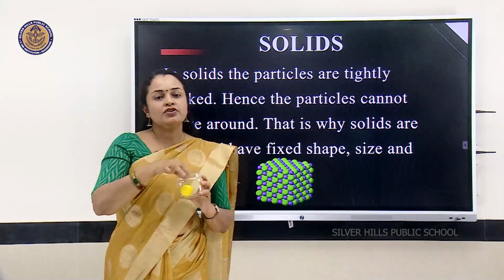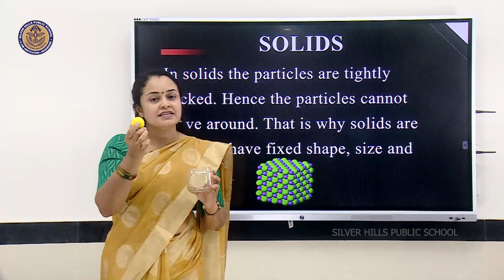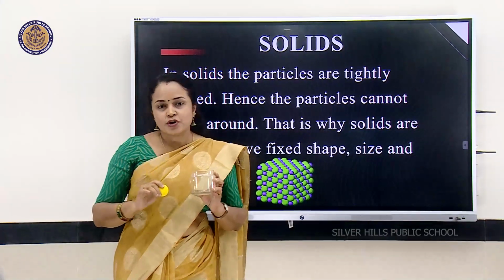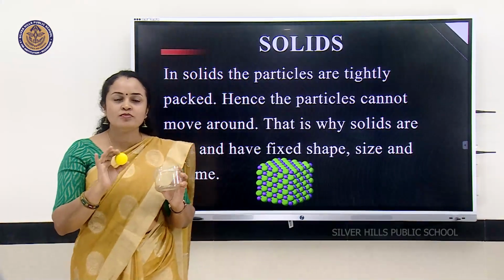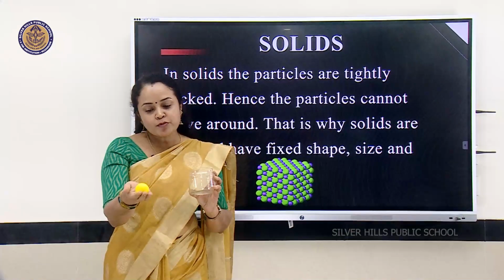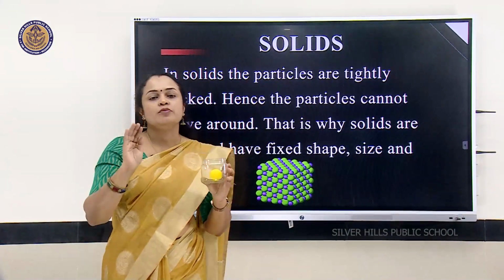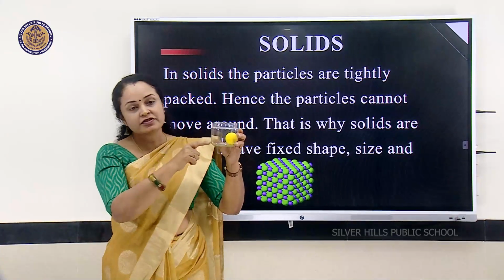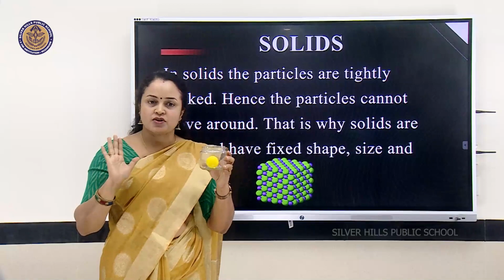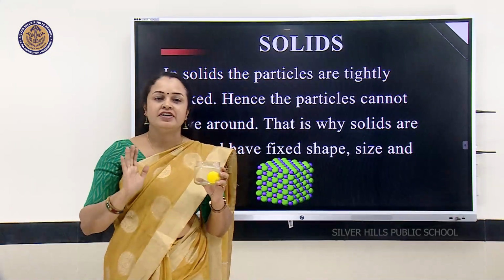So the first property of a solid is that it has a definite shape. Another thing is that it has a definite volume. You know children, what do you mean by volume? Volume is the space occupied by a substance. That means when the ball is in my hand or in the bottle, it occupies the same space. There is so much space in the bottle, but still the ball occupies the same space only. So solids have a definite shape and a definite volume.